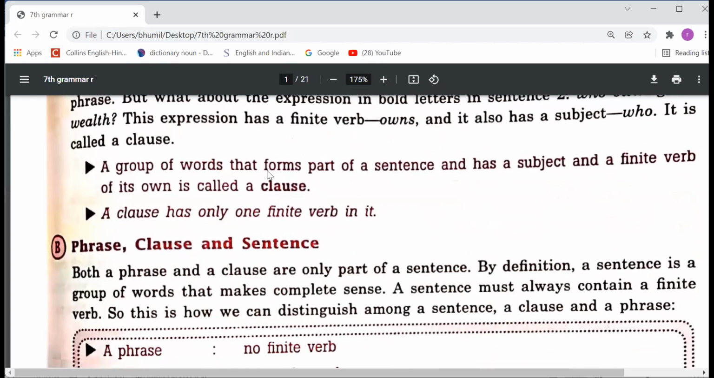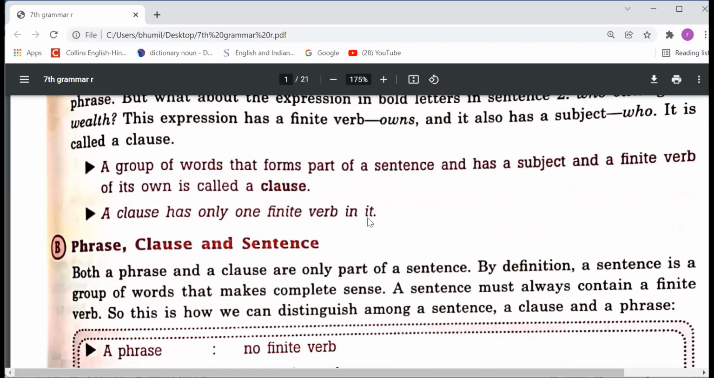A group of words that forms part of a sentence and has a subject and a finite verb of its own is called a clause. This thing I have told you, the combination of a subject and a finite verb, is called a clause. Next, a clause has only one finite verb in it. So if you find one clause, it means there is one finite verb.